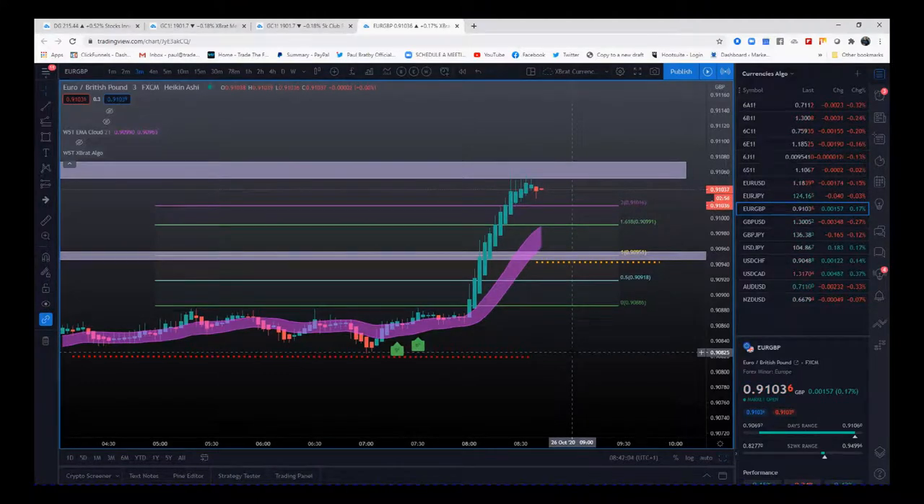Another factor on this one is, do I want to take these big profits before that European stock market open, or do I let it ride with a trailing stop? So those decisions have got to go through your mind as well. Got to keep an eye on the time.